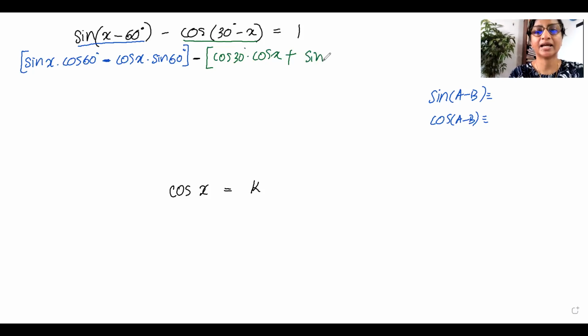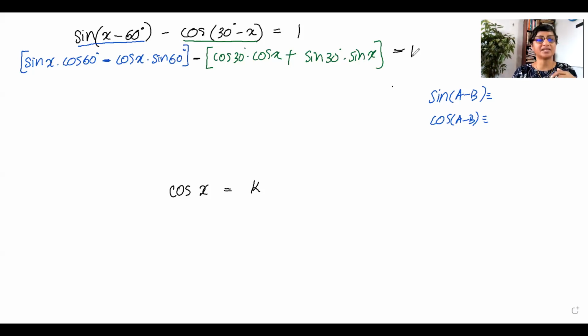Cos 30 cos x plus sine 30 sine x equals 1, right? I expanded the two terms, the sine a minus b and the cos a minus b terms. You're welcome, Deshan.